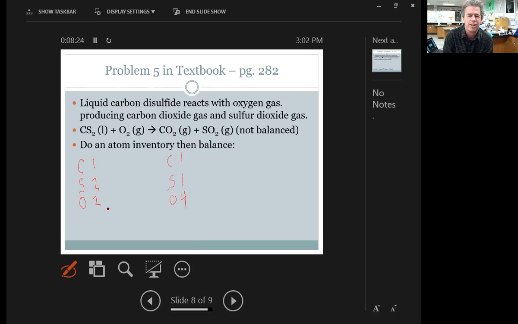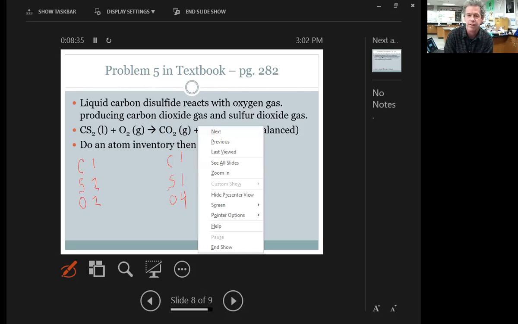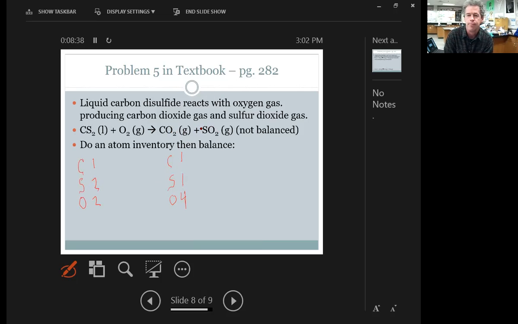And again, always try to do oxygen last. So 2 here, 1 there. So one thing we could potentially do is put a 2 in the front. And again, it has to be the coefficient. Put a 2 there. And that would make then 2 sulfurs here. So that makes this into a 2. But it also makes oxygen into 4 here, plus 2 is then 6.